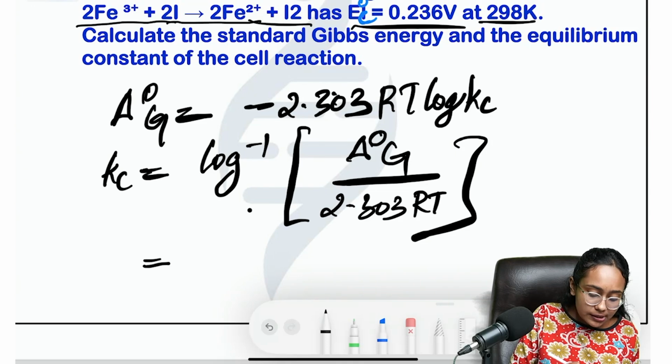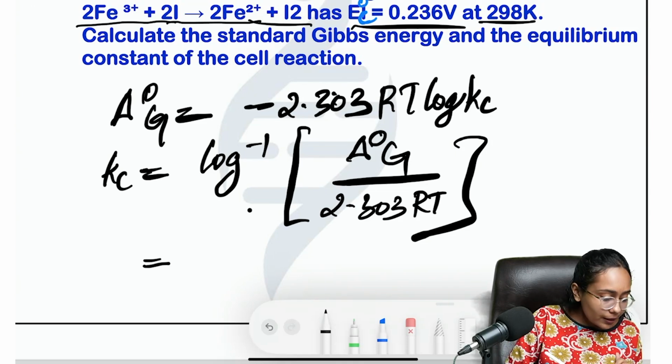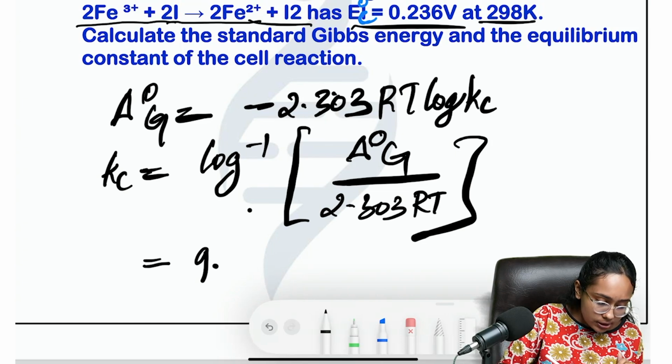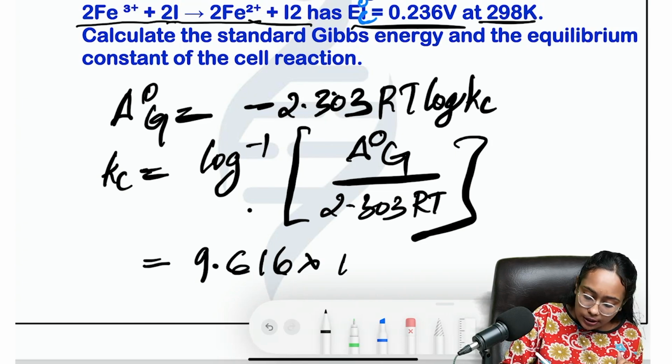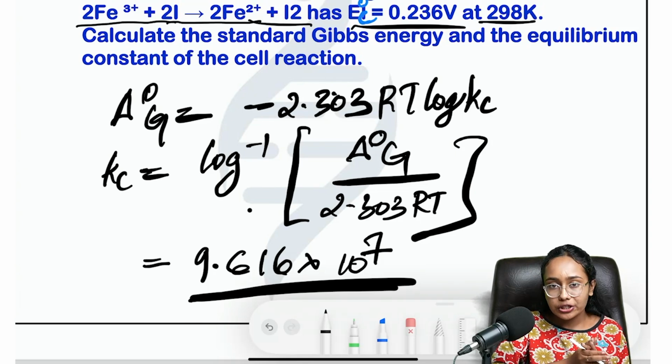So the final answer will be, substituting the values of delta naught G, R and T, 9.616 into 10 raised to 7. This is the final answer for the given question.